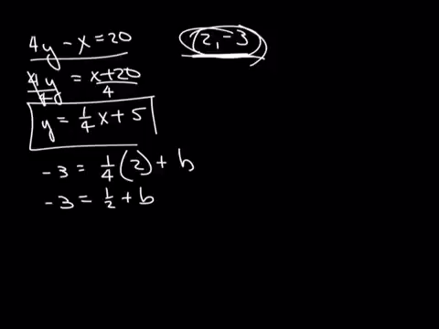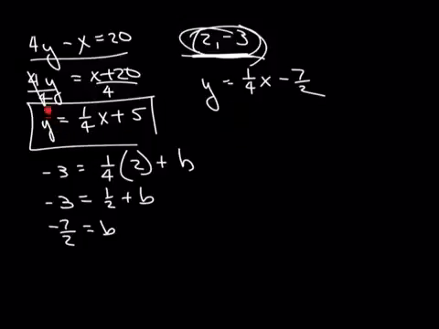And minus 1/2, so -3 minus 1/2 is -7/2. That's what my b equals. So now I have y equals, my slope is going to be the same, 1/4 x minus 7/2. And there's my equation that's parallel.